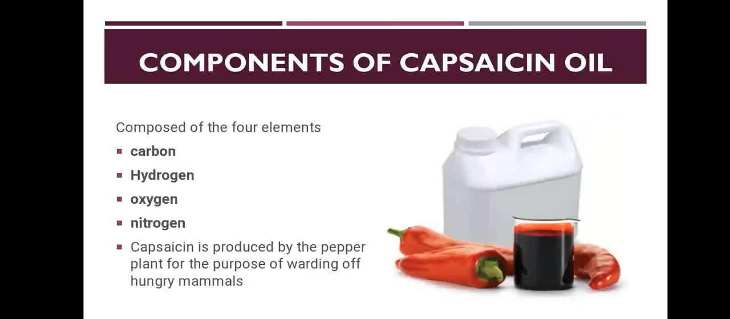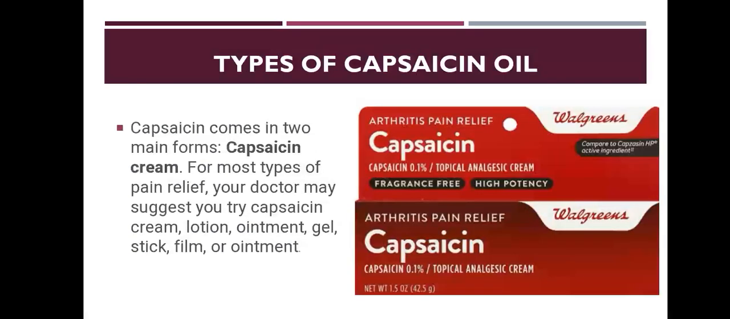Components of capsaicin oil. Capsaicin oil is composed of four elements: carbon, hydrogen, oxygen, and nitrogen. Capsaicin is produced by the pepper plant for the purpose of warding off hungry mammals. Types of capsaicin oil. Capsaicin oil comes in two main forms: capsaicin cream. For most types of pain relief, your doctor may suggest you try capsaicin cream, lotion, ointment, gel, stick, film, or ointment.